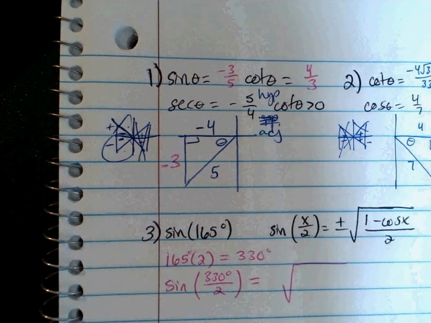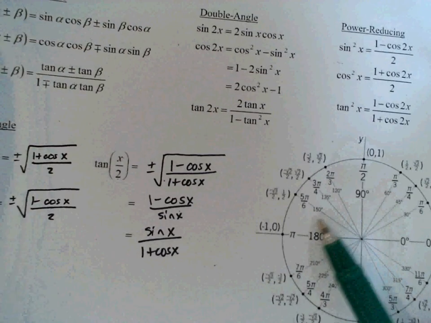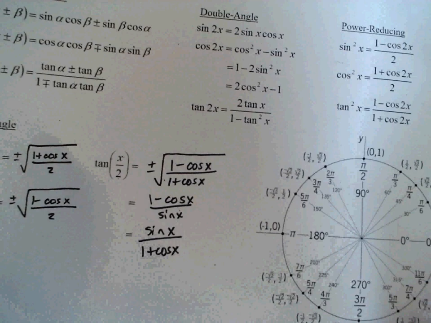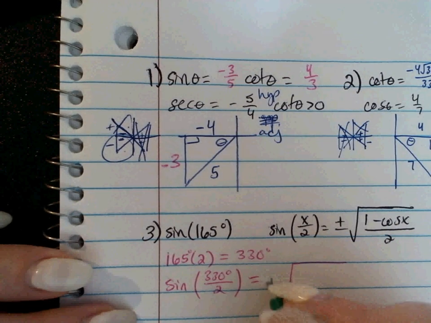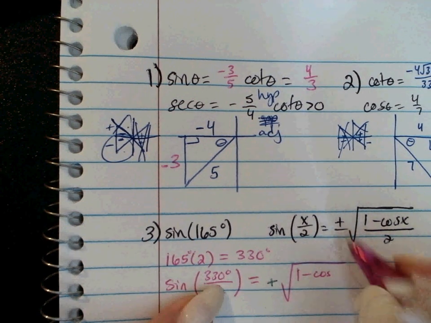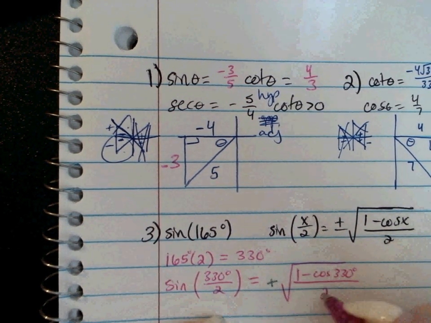Well, let's go back to the original expression, sine of 165 degrees. 165 degrees is in the second quadrant, and sine in this quadrant is positive because we're going up. So it is definitely the positive. And then we've got 1 minus cosine of this angle, so whatever this angle is, that's the same: cosine of 330 degrees, all divided by 2.